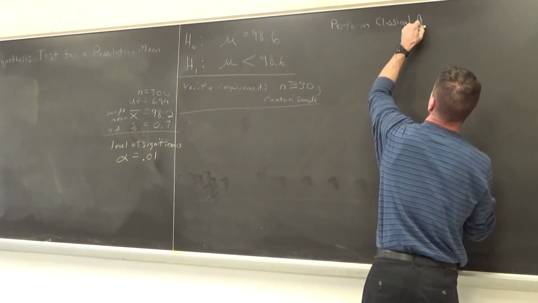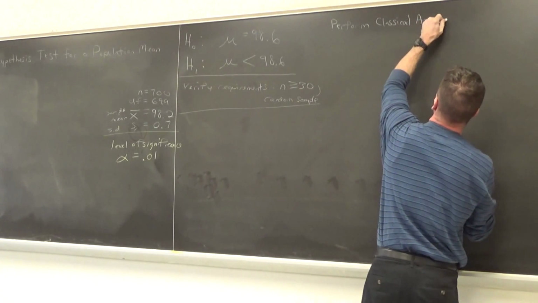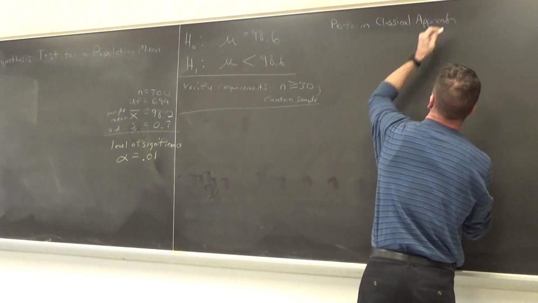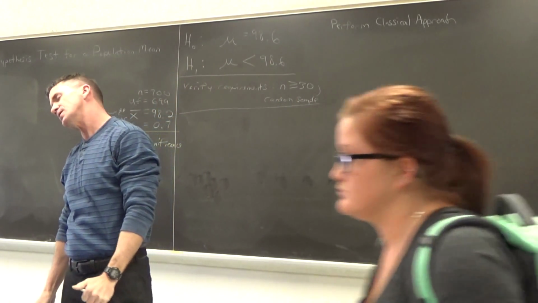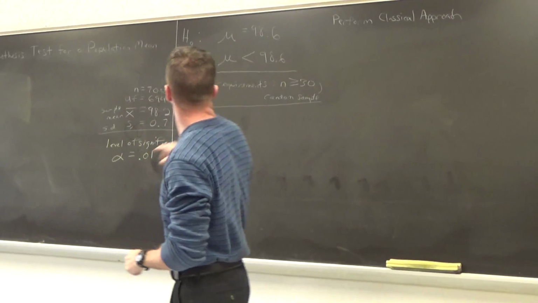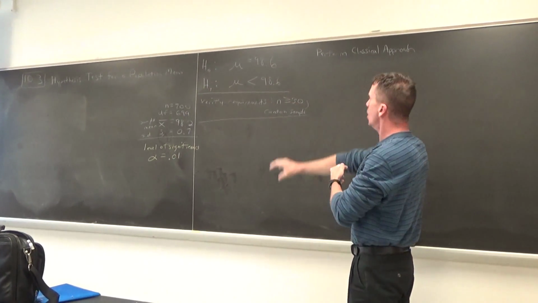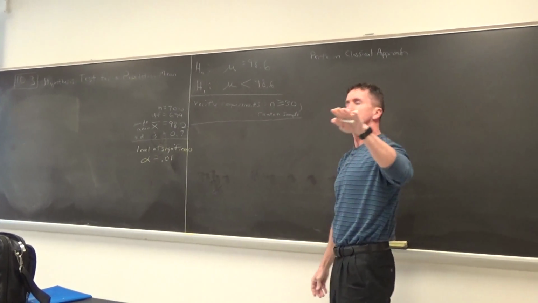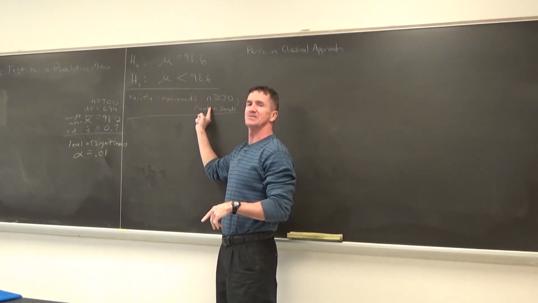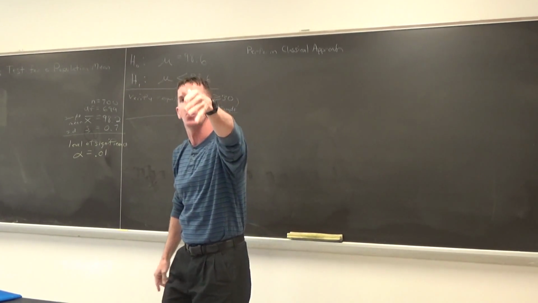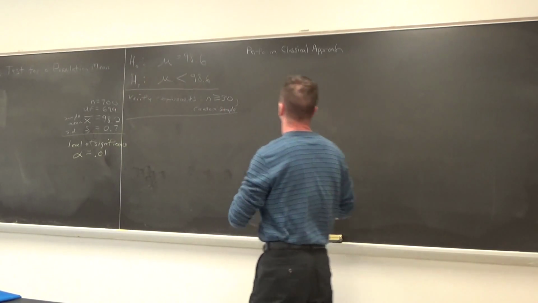And there's two approaches. We'll do both of them, because they both go hand in hand. One's called the classical approach, one's called the p-value approach. So we're going to perform the classical approach. With the classical approach, everyone, now that we know that the distribution of the sample mean is approximately normal, you and I are going to draw a bell curve.